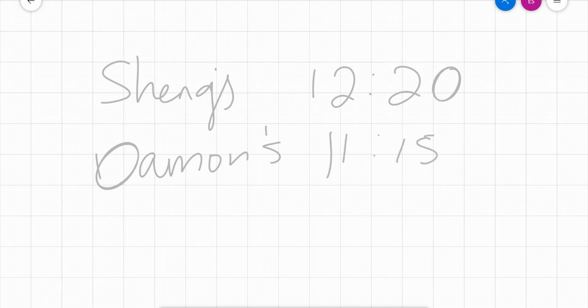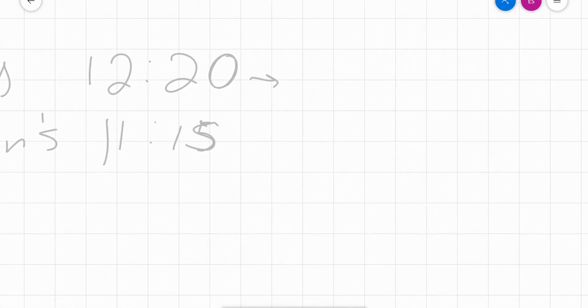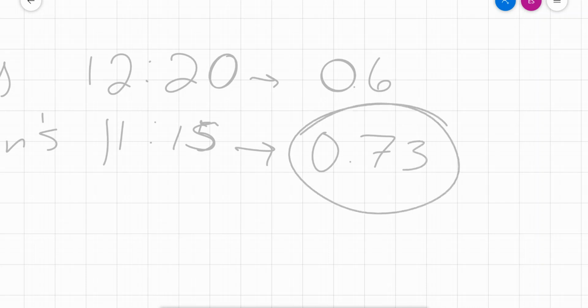To see which one is higher, I'm going to just do a division problem here. Remember, this is just kind of the quick and dirty way to do these ratio problems. So if I treat this as a division problem and I do 12 divided by 20, I get 0.6. And then if I take 11 divided by 15, I get 0.73. So this one is higher.